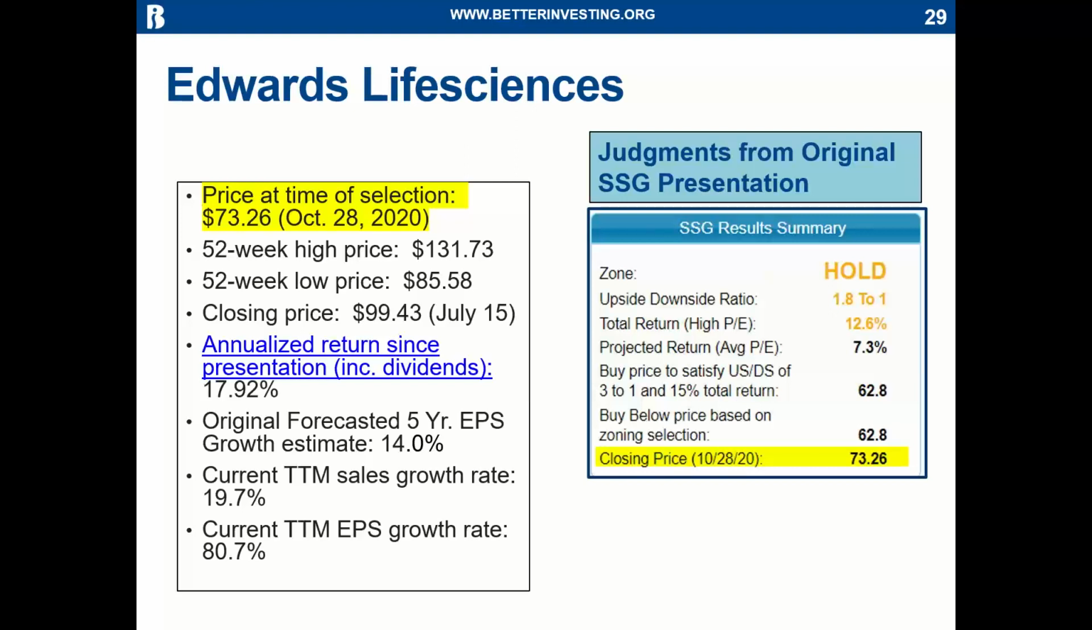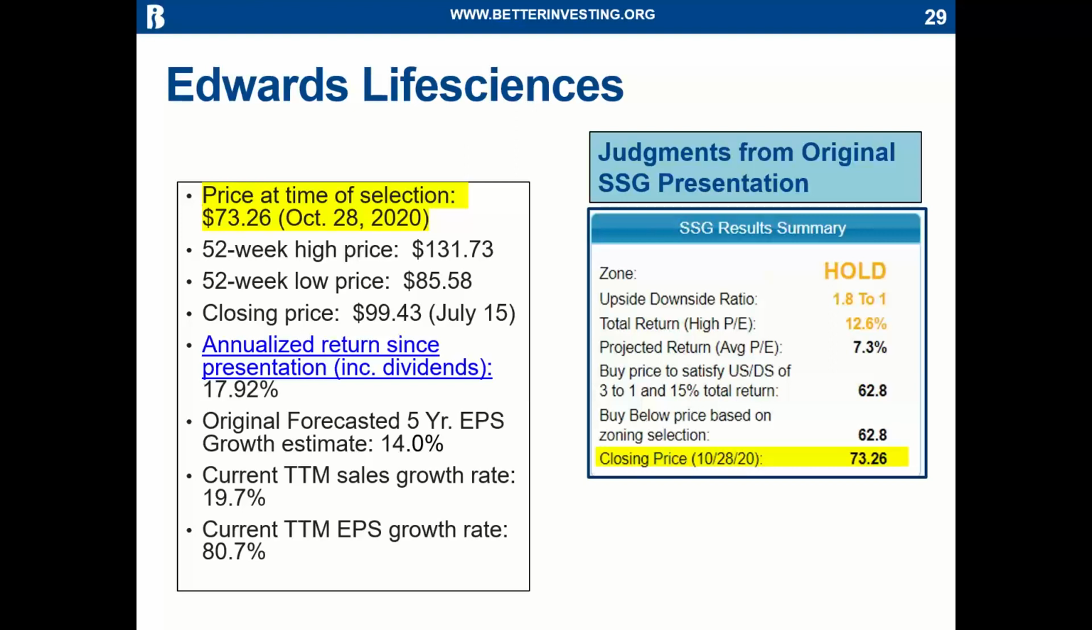So over on the right-hand side is the original judgments that I came up with from October when I did this on October 28th, 2020. And you'll see that that price at 73.26 is over in the lower right-hand side and in the upper left-hand side. And that's sort of where we are.